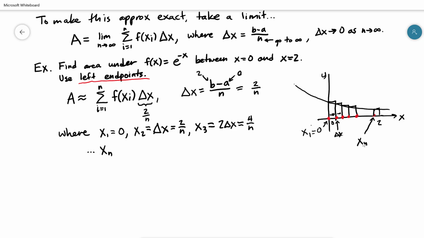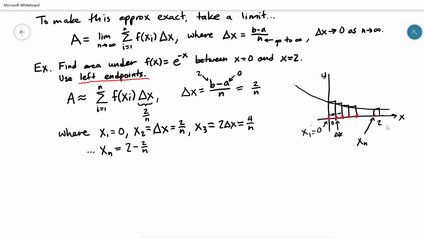So I want to figure out what this x sub n is. Well, I know that it's all the way up to basically, oops, let's get my color correct. It's equal to 2 minus a delta x, which is 2 minus 2 over n.